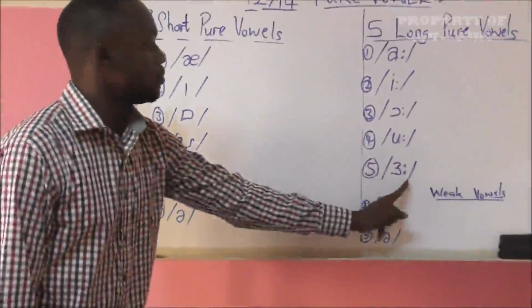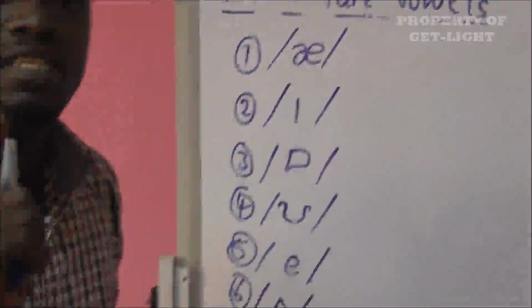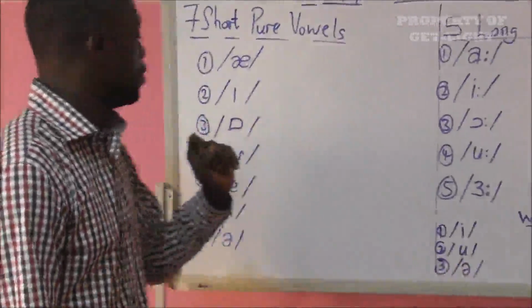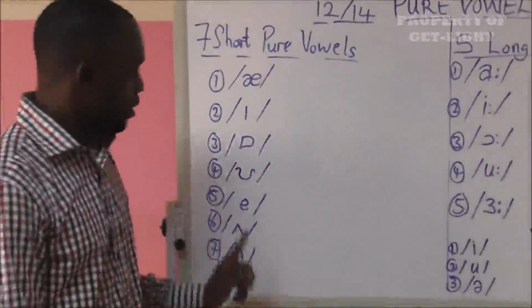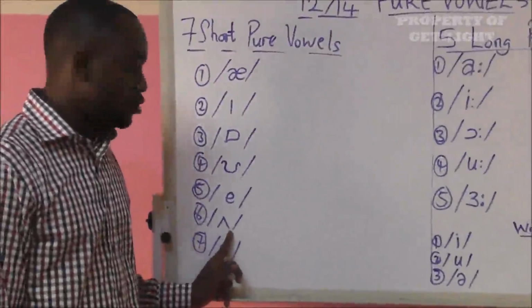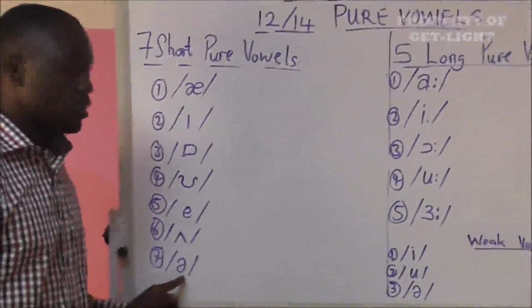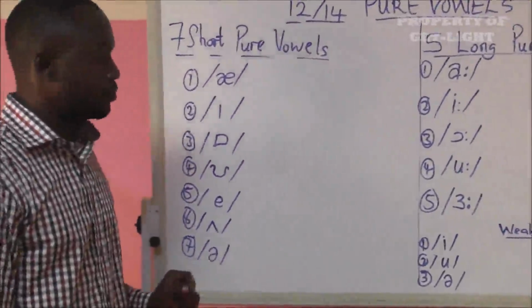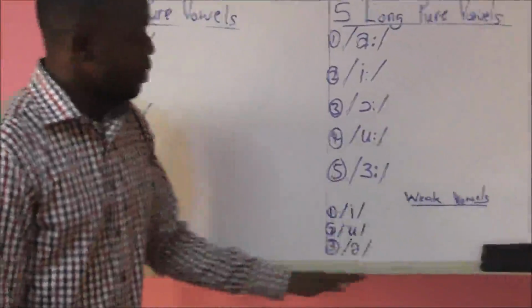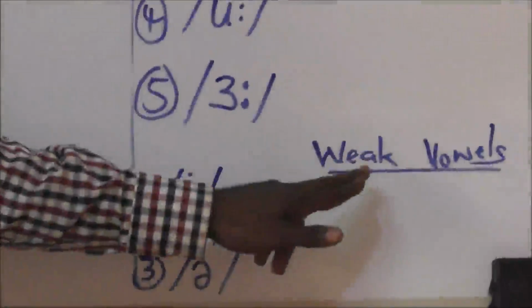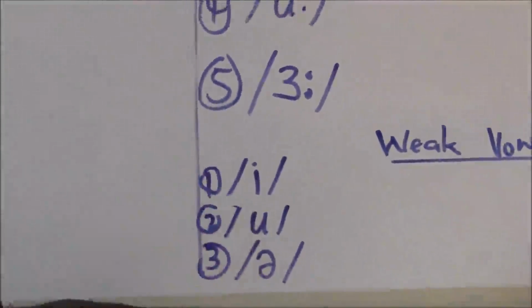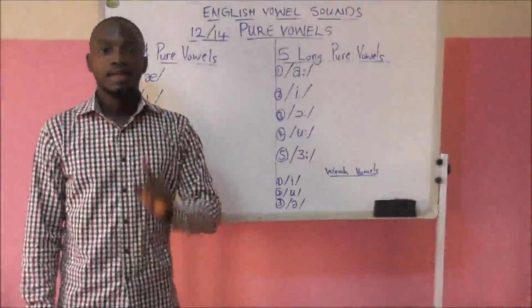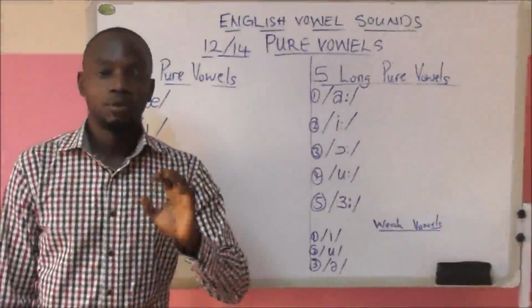So this is not the long version of this. Please never make the mistake. This is not in any way related to this. Okay? And then this also is a short form, and this also is in a short form. Right here below we have weak vowels, the 3 weak vowel sounds. Okay, let's begin again at the top as we get the sounds.